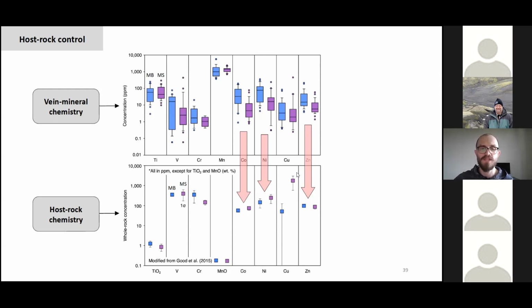Now, again, if there's any host rock control, this should be mimicked in the composition of the veins. But again, this is not the case. The concentration of copper in vein minerals hosted in both rocks is essentially the same. So this lack of correlation between vein mineral chemistry and host rock chemistry implies that host rock may not play a significant role in controlling vein mineral chemistry.